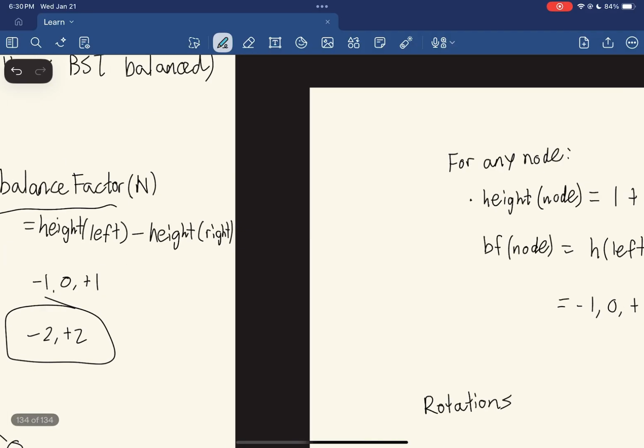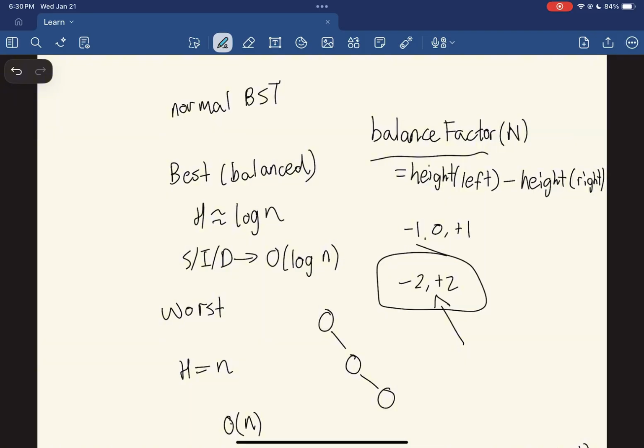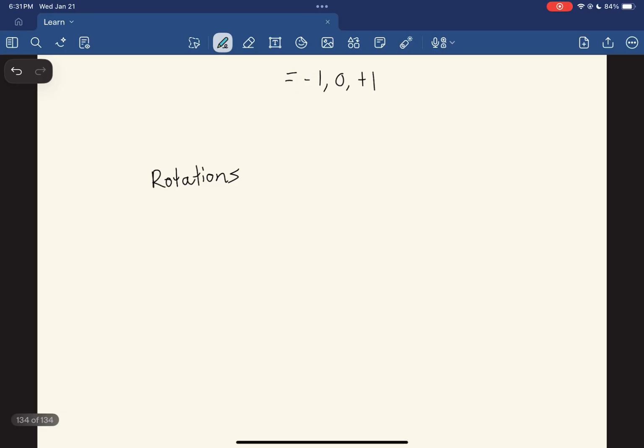Like I mentioned, if you get a balance factor of either -2 or +2, then you have to do a rotation. And there are 4 cases. Just to tell you, rotations are how we're going to repair the tree shape, so this way it keeps the BST in order. The 4 cases are called LL, RR, LR, RL.